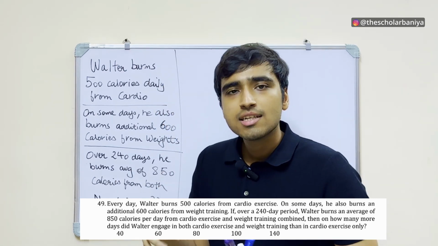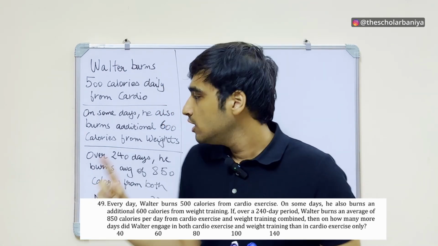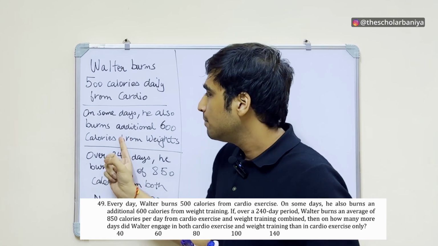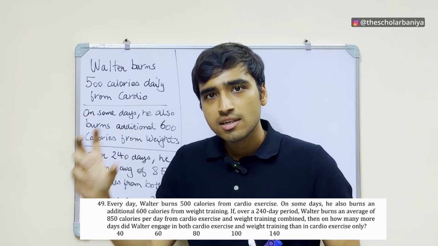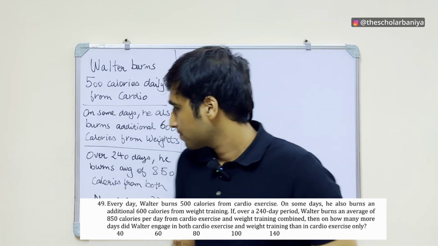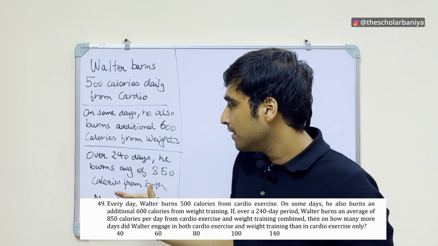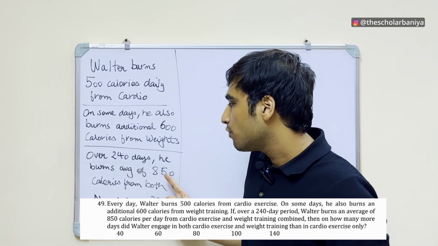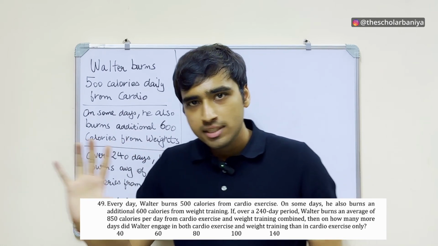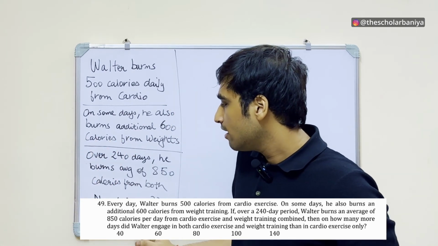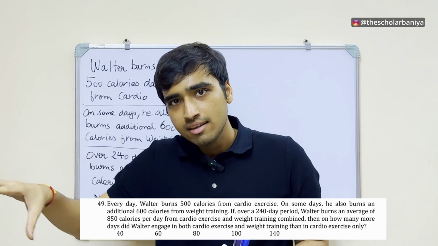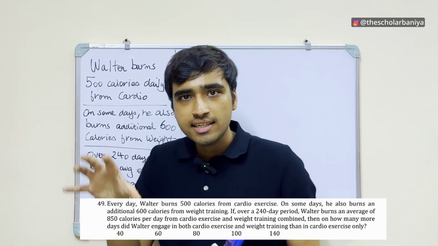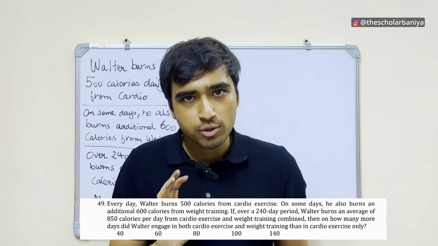But on some days, apart from the cardio, he also does weight training and he burns an additional 600 calories. So on some days, he burns a total of 1100 calories. So over a 240-day period, he burns an average of 850 calories from both the activities. So we have to tell how many days did Walter engage in only cardio and how many days did he engage in both the activities. So we have to tell this, right?